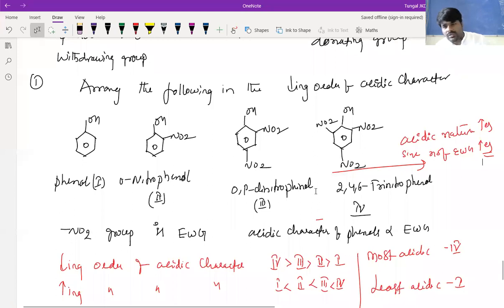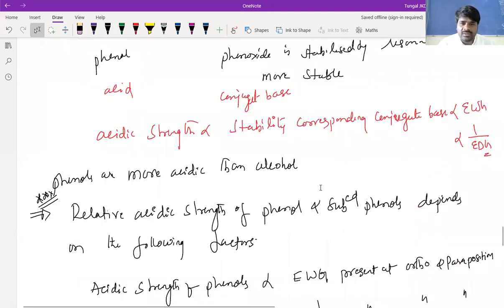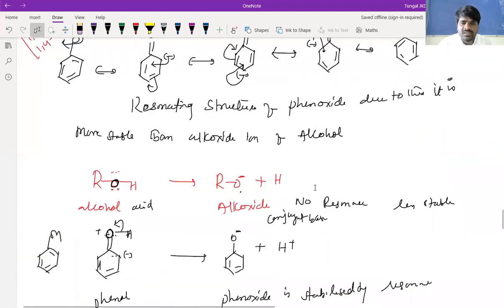Why do electron withdrawing groups increase stability? Because this phenoxide has a negative charge. Negatively charged species are generally stabilized by electron withdrawing groups. And electron donating groups decrease the acidic character because they destabilize the phenoxide ion. The acidic character of phenols is directly proportional to the stability of the phenoxide ion. The stability of the phenoxide ion is directly proportional to electron withdrawing groups and inversely proportional to electron donating groups. Because the charge present on the phenoxide ion is negative, this phenoxide stability will decide.